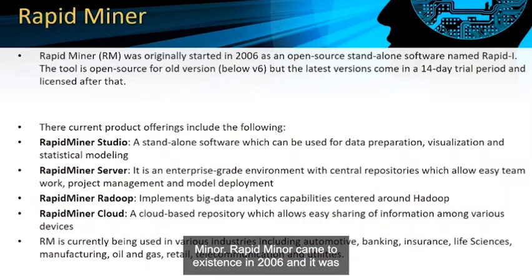RapidMiner came into existence in 2006, and it was open source at that time. But now it's a paid tool. It comes with a trial period and then a license after that.